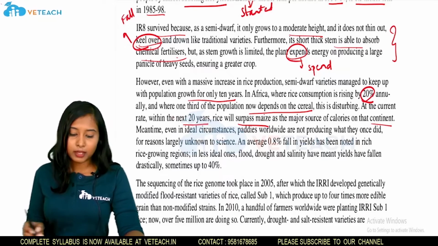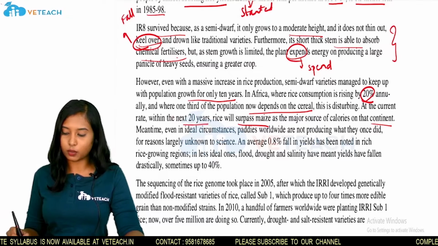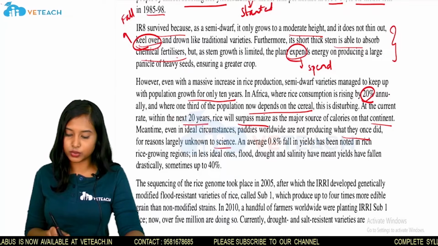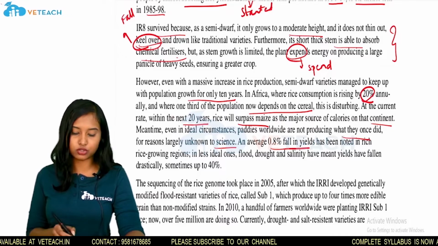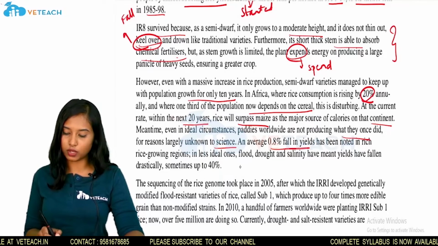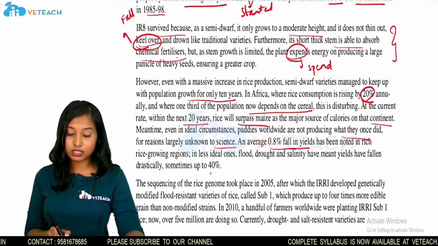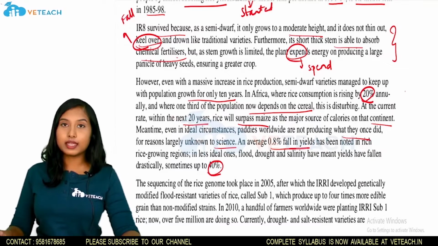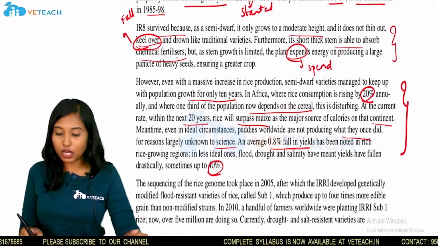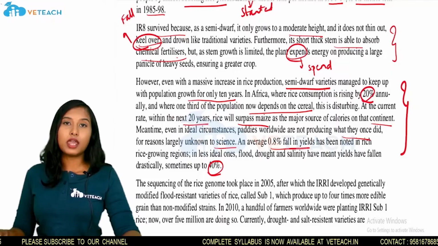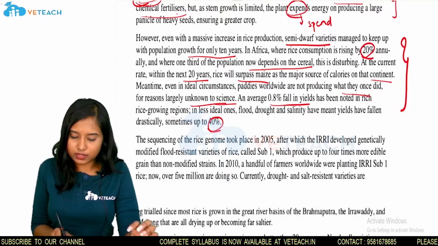that continent. Meanwhile, even in ideal circumstances, paddies worldwide are not producing what they once did, for reasons largely unknown to science. An average 0.8% fall in yields has been noted in rich rice-growing regions; in less ideal ones, flood, drought, and salinity have meant yields have fallen drastically, sometimes up to 40%. In this passage, the author is trying to explain what happened to the plight of rice even after introducing semi-dwarf varieties, and how the yield of rice crops has fallen for some reason unknown to science.